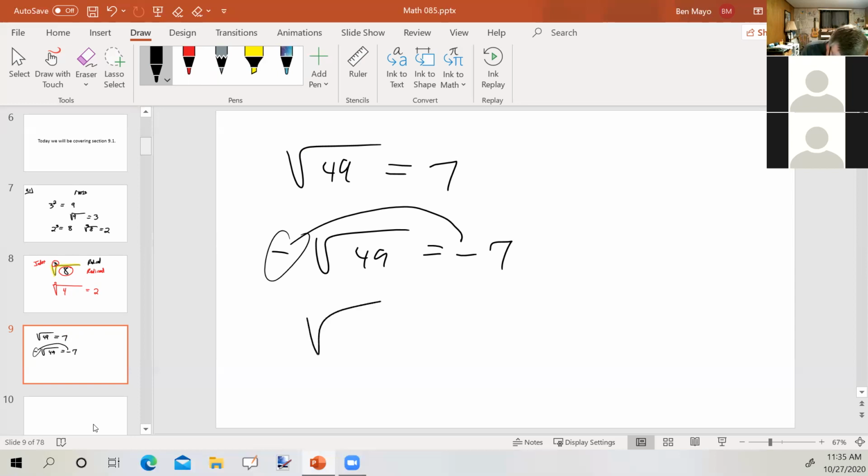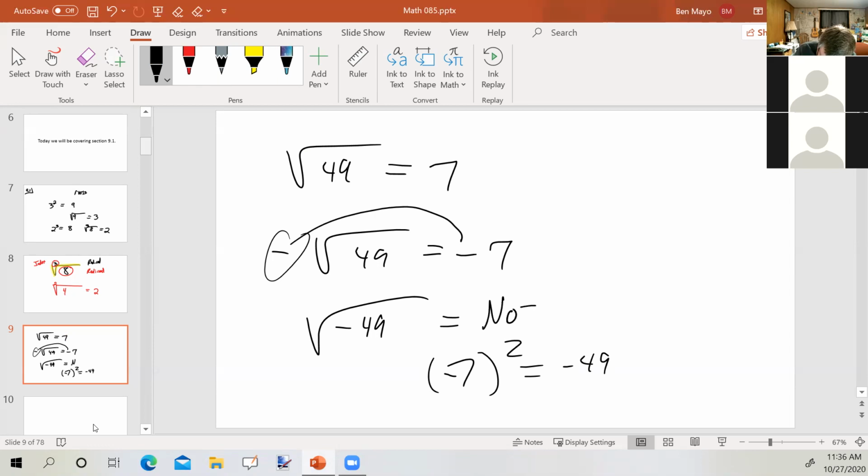Yes. All right. What's the square root of negative 49? 7. Well, if that's true, then that means 7 squared equals negative 49, does it? Negative 7? Well, does negative 7 squared equal negative 49? Negative 7 squared means two numbers multiplying each other. So would it be no solution? Yes. There's no real solution.